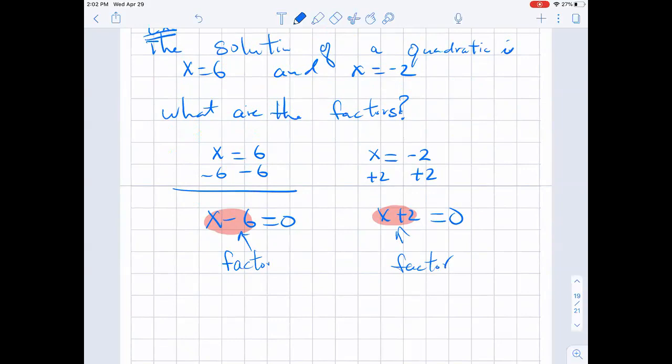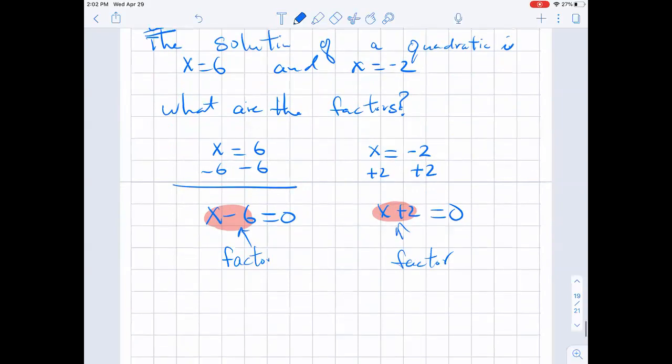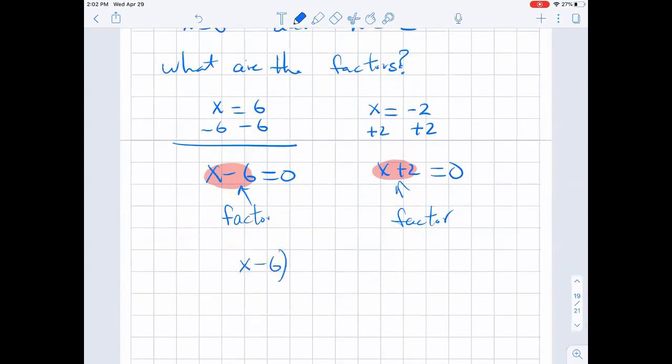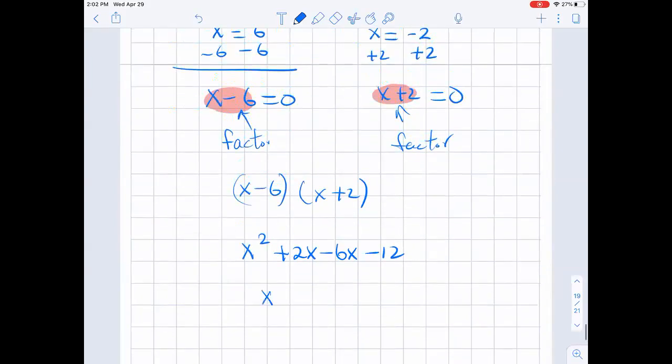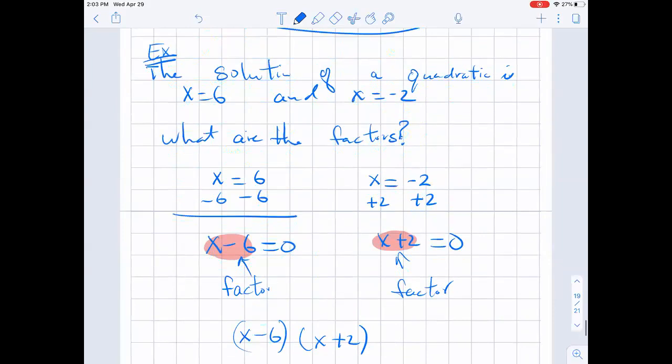And if you have the factors, can you find the polynomial? Yes, you can. And if you multiply this, you're going to get x squared plus 2x minus 6x minus 12, which is x squared minus 4x minus 12. Did I do something wrong? No. So when you're given the factors, it's like going backwards. Exactly. That's what it is. It's going backwards.